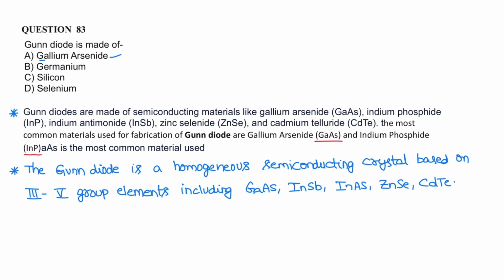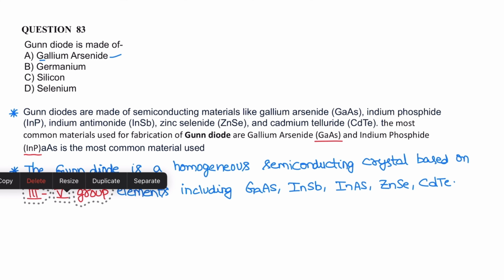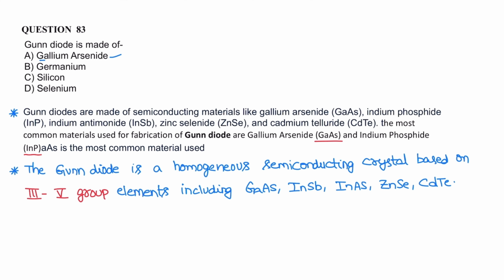So this is based on group 3, group 5 elements. So Gunn diode is made up of third, fifth group elements including Ga, As, gallium arsenide, indium antimonide, indium arsenide, zinc selenide and cadmium telluride, CdTe. So correct option is A.